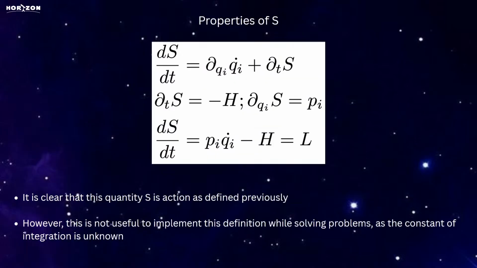Before we go any further, is there any reason that we use this symbol S? Because we have seen this before in action as well. Is there any relation? Let's take the time derivative of S to find out. And when we expand it, we get the time derivative dS/dt to be the Lagrangian itself, which means this quantity truly is, or at least has the dimensions of, action, which we defined previously. However, this is not really useful to solve the problem itself, because to find an actual solution, we need this S. And S is the integral of L dt, but the constant of integration is not known.